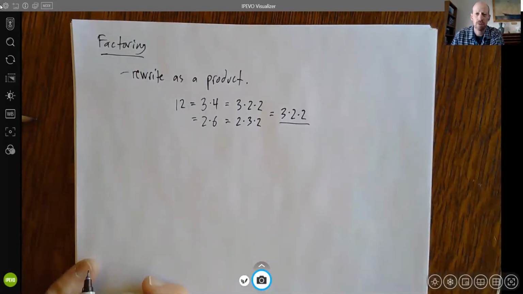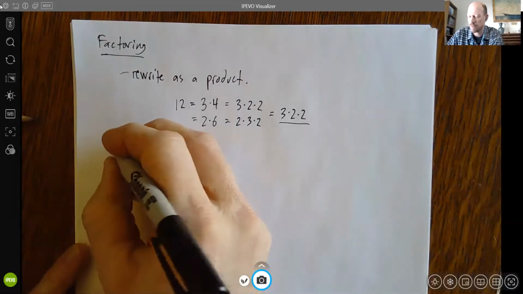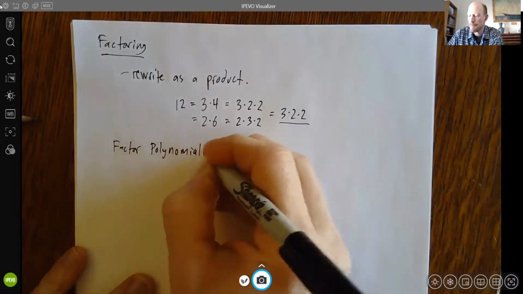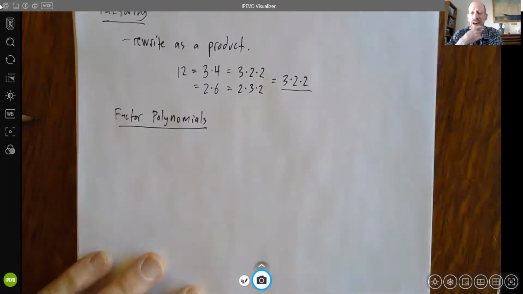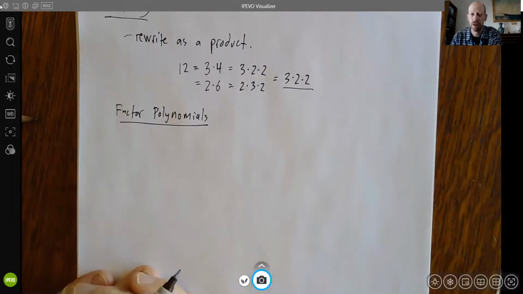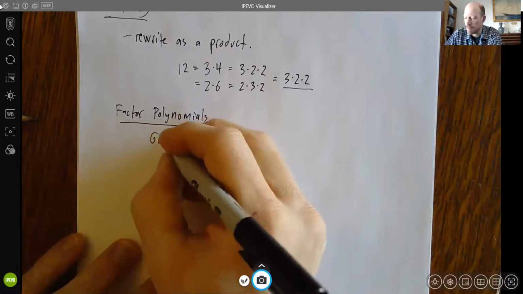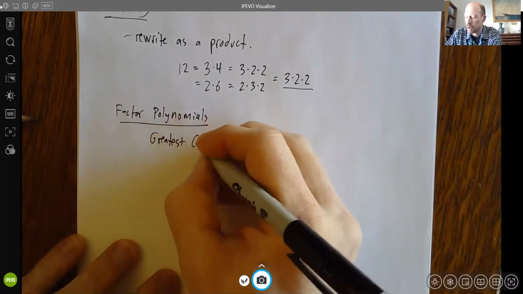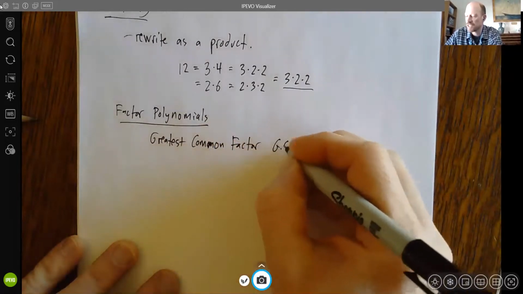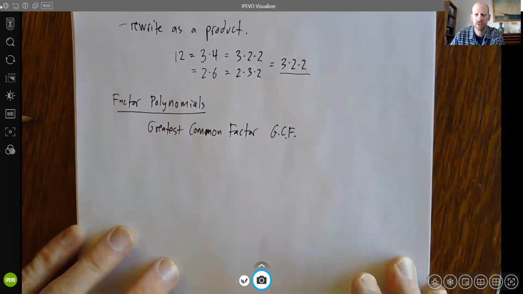And so our job is to move past numbers and work with polynomials. So we're going to do the same thing when we factor polynomials. And there's a lot of different strategies for factoring polynomials. So part of your challenge will be to identify the right polynomial that we have and then use the right strategy to factor it. For any polynomial, you can always factor out the greatest common factor, or the GCF, since we like abbreviations, right?